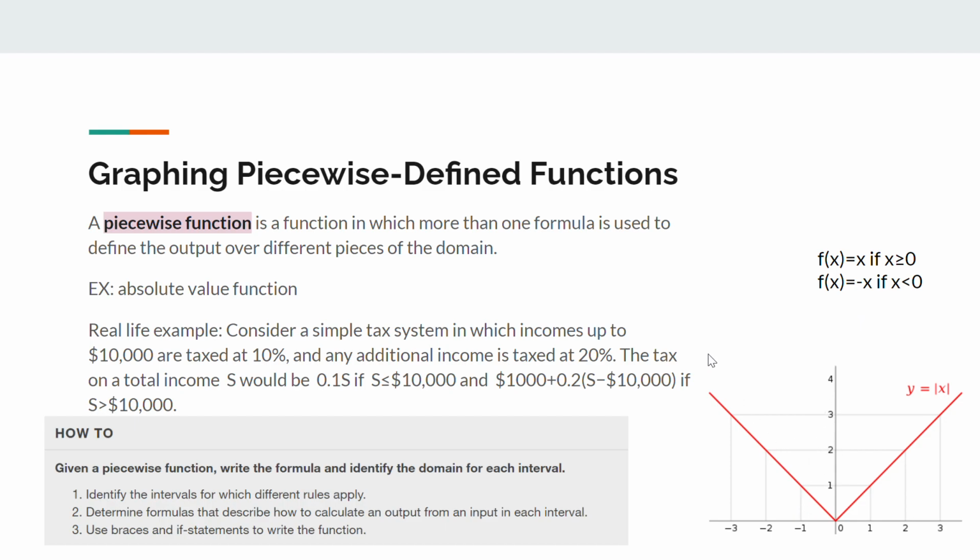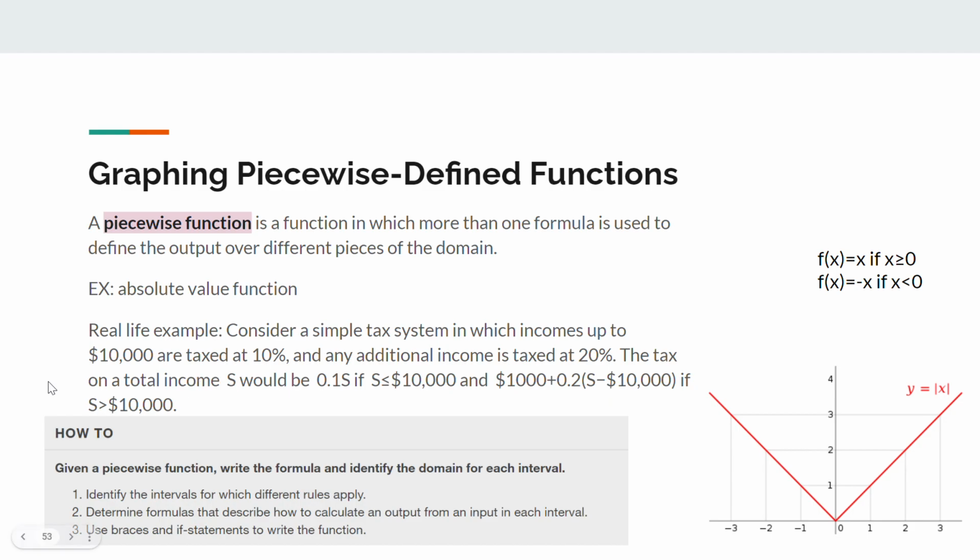Right? A real-life example of that would be a simple tax system in which incomes up to 10K are taxed at 10%, and any additional income is taxed at 20%. The tax on a total income S would be 0.1 times S if S is less than or equal to 10K, and $1,000 plus 0.2 times (S minus 10K) if S is greater than 10K. That's how the piecewise function works.